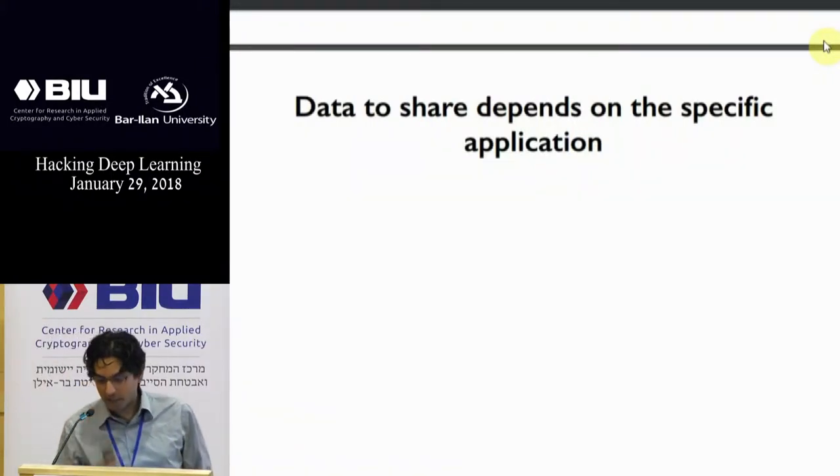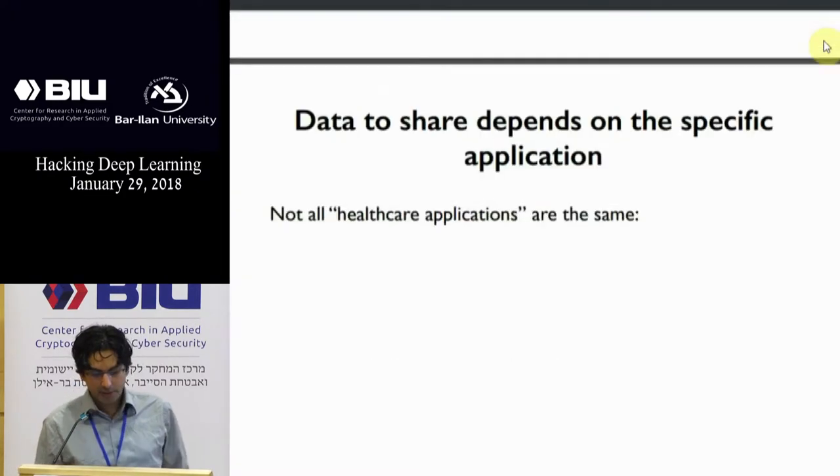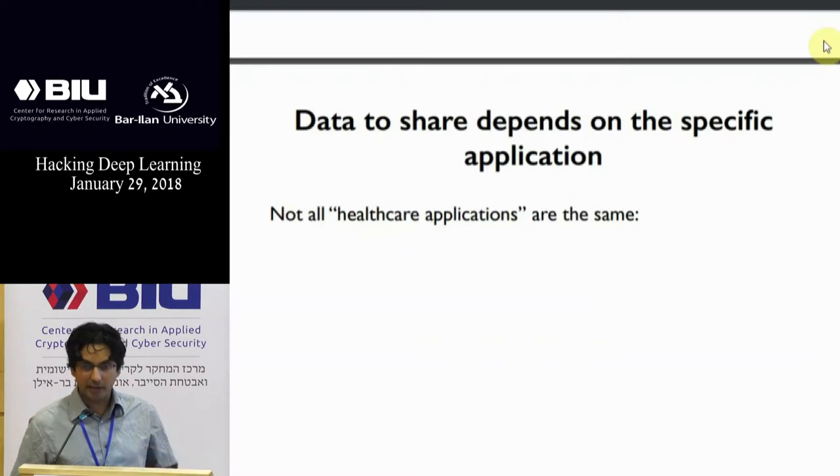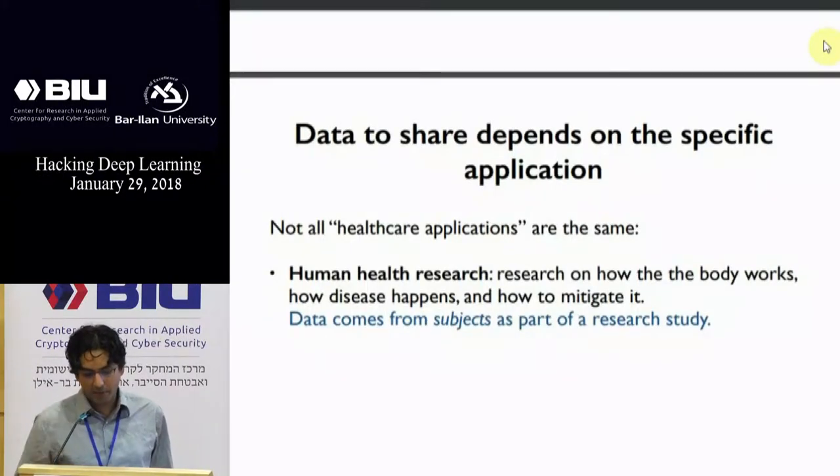The data that people want to share is going to depend a lot on the specific type of research that people are doing. I'm a theorist, so what happens is people say they're working on medical applications, but there's a lot of different types of medical data. This is not a monolithic thing. So you can identify a couple of different types. One is what I might call human health research, where your data are coming from subjects who have agreed or consented to be part of a research study, and they've consented also to allow some kind of reuse of the data for future studies.